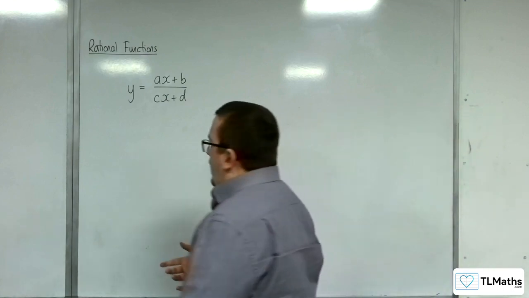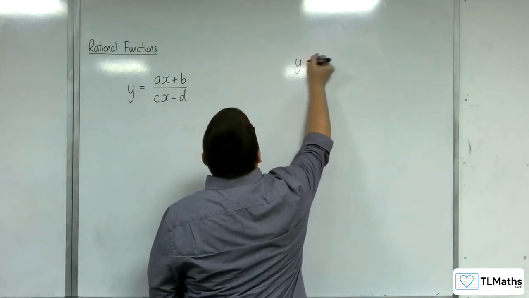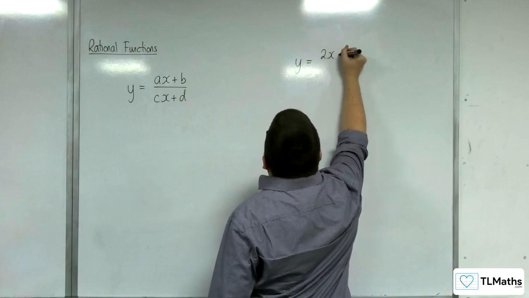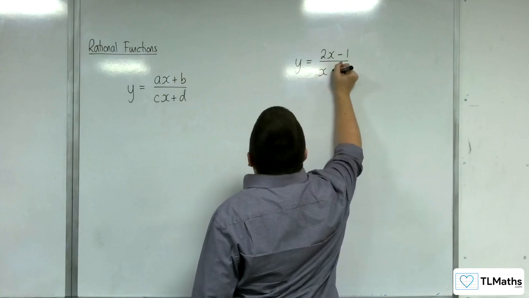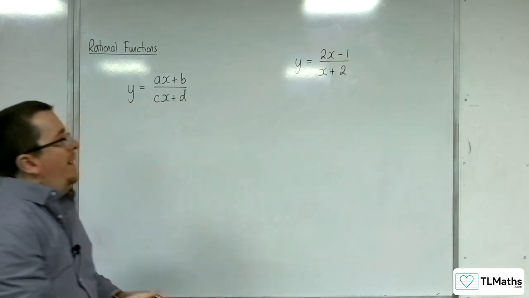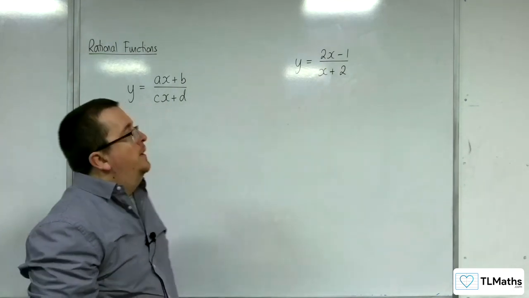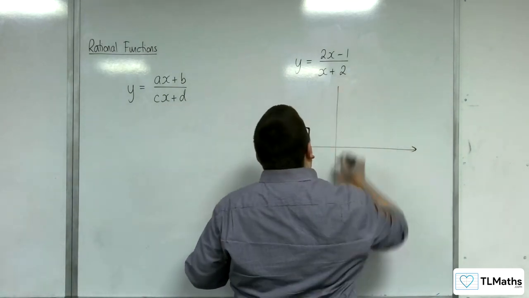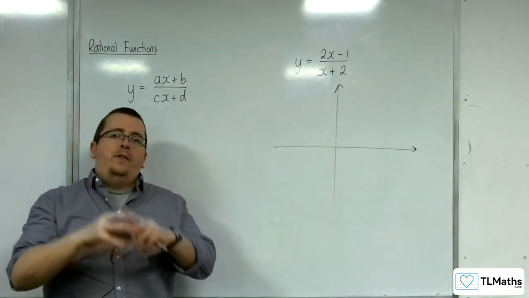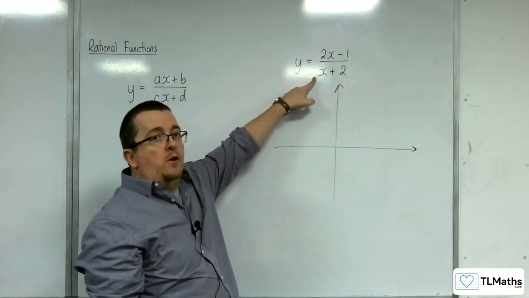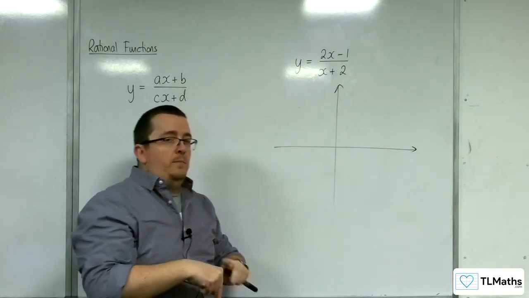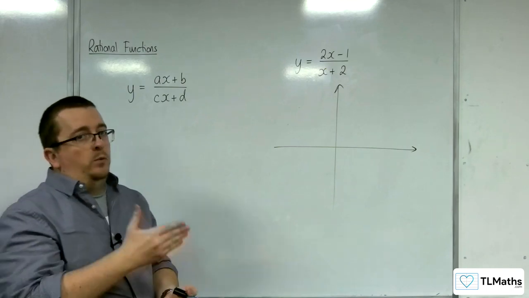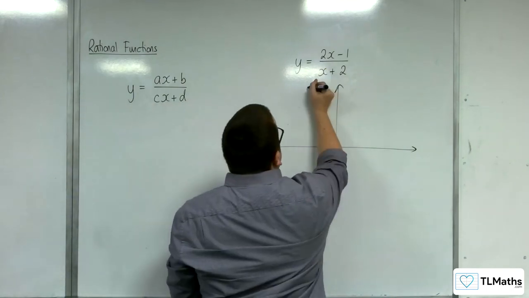So what I'm going to do is have an exemplar to look at. Let's say I've got y equals 2x minus 1 over x plus 2, okay? So let's say I'm wanting to sketch this graph. Now, the first thing that you should identify, once you've drawn some axes on, is where its denominator is 0, because that will be a problem, as you're going to be dividing by 0. And so there will be a vertical asymptote when x is equal to minus 2. That is the first thing that I identify.